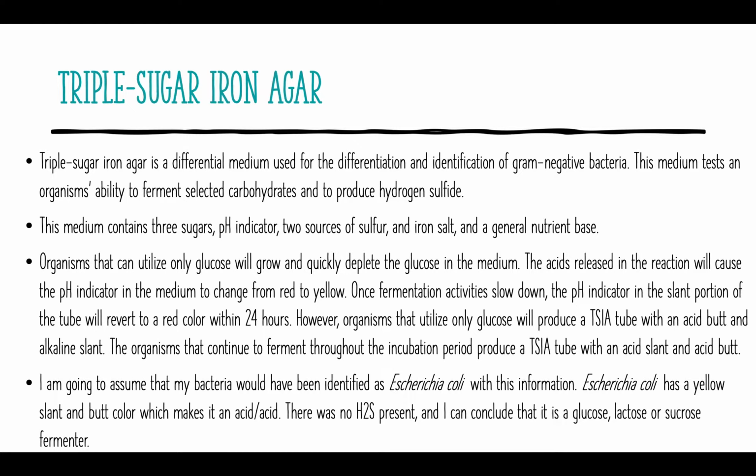I am going to assume that my bacteria would have been identified as E. coli again with this information, because E. coli has a yellow slant and butt color, which makes it an acid, and there was no H2S present, and I conclude that it is a glucose, lactose, or sucrose fermenter.